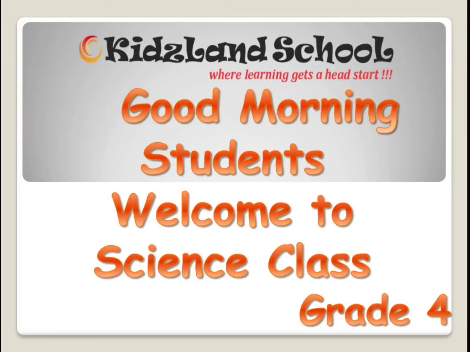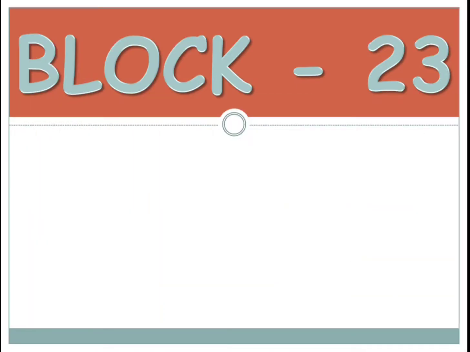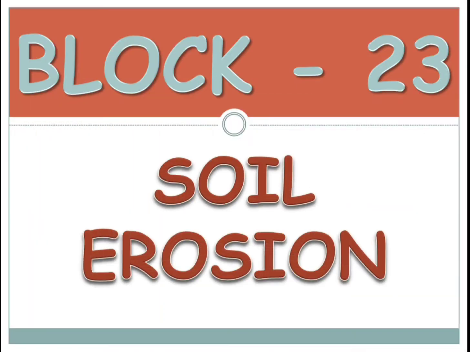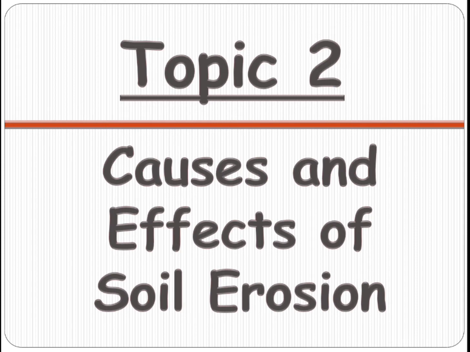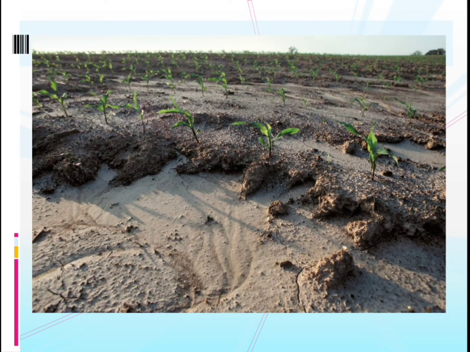So, in science, we are learning block 23, which is soil erosion, isn't it, children? And in the previous topic, we learned how the soil is formed, formation of soil, isn't it, children? So, in the second topic, we are going to learn about soil erosion, that is, the causes and effects of soil erosion. But what do you mean by soil erosion? Soil erosion is the process in which the top layer of the soil is removed.